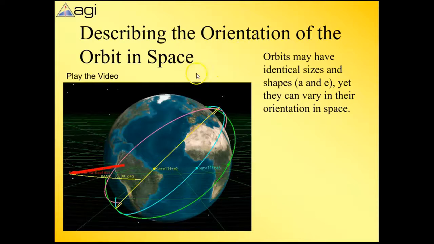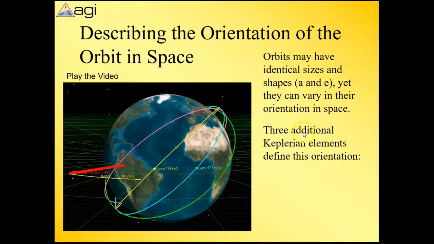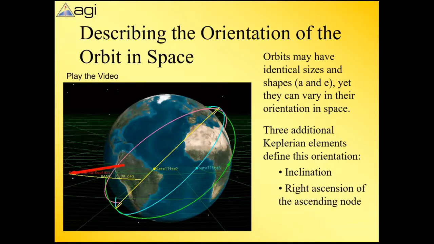So, describing the orientation of orbit in space. Orbits may have identical sizes and shapes, yet they can vary in their orientation in space. So these are the three additional Keplerian elements that define this orientation: we have inclination, the right ascension of the ascending node, and the argument of perigee.